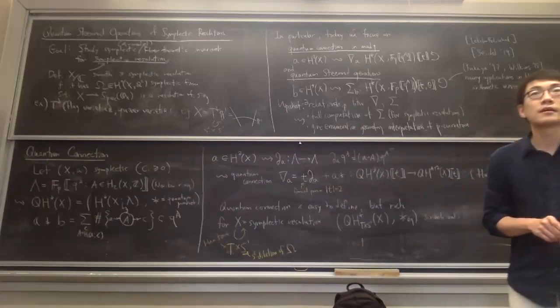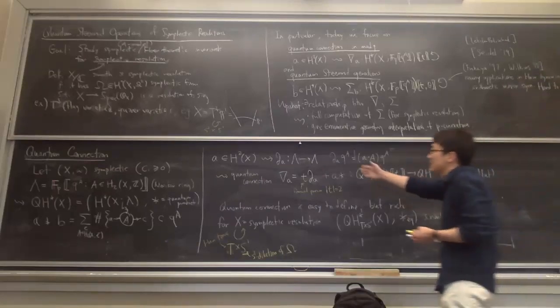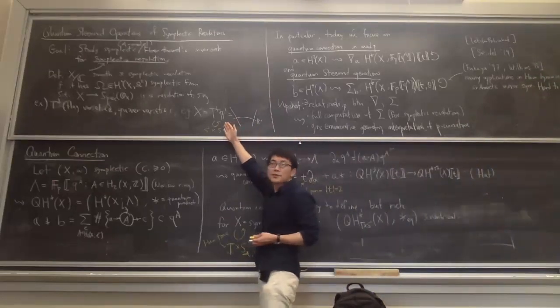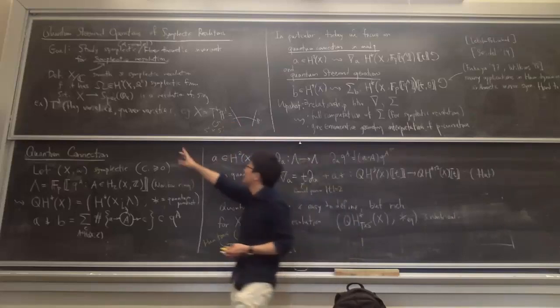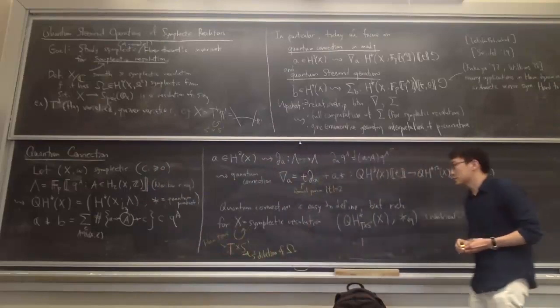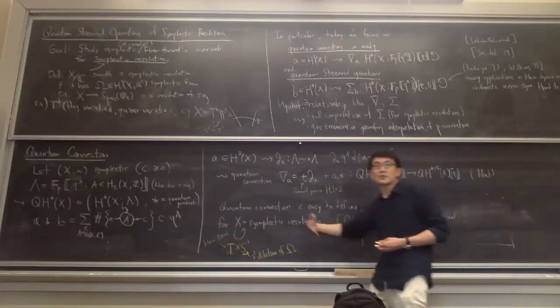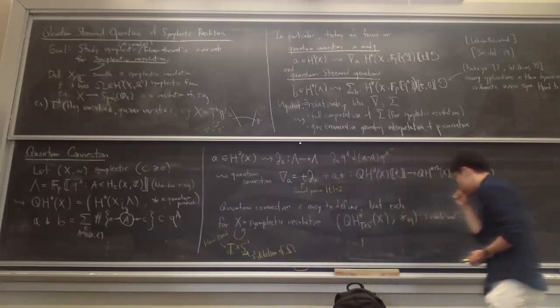Is it just like rotating the fibers? Yes, rotating the fibers in examples like this cotangent bundle. And a lot of these examples of symplectic resolutions come from some version of the cotangent bundle construction. So you can always think of it as some kind of rotation of cotangent fibers, roughly.